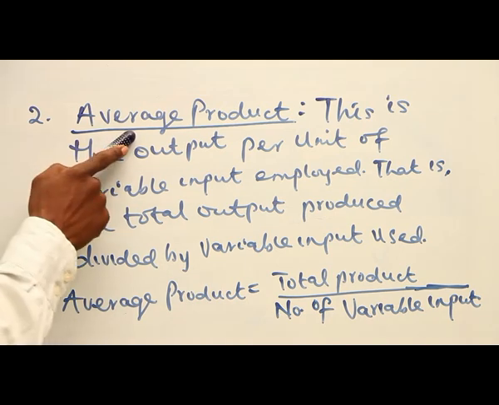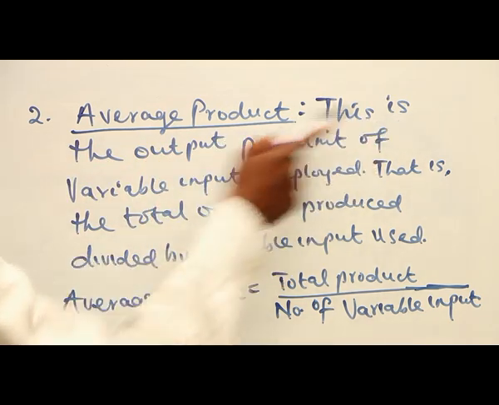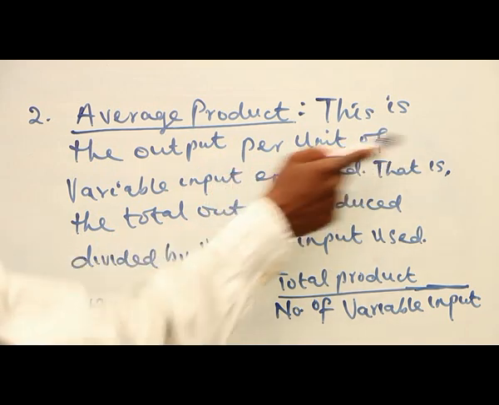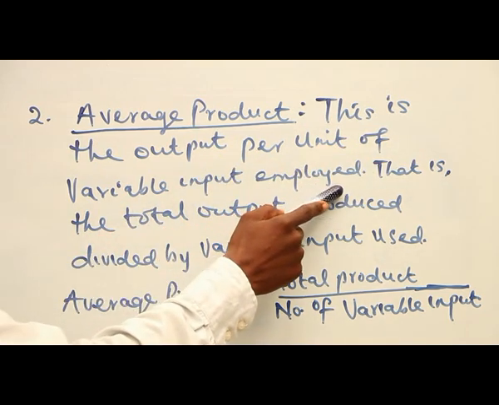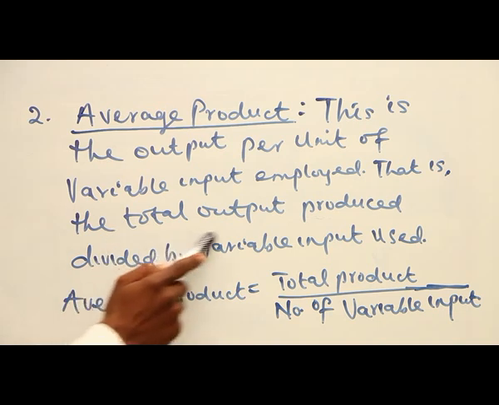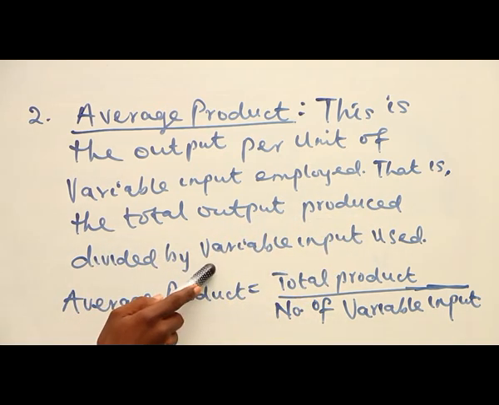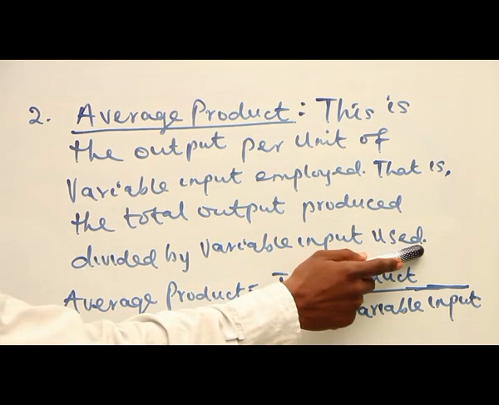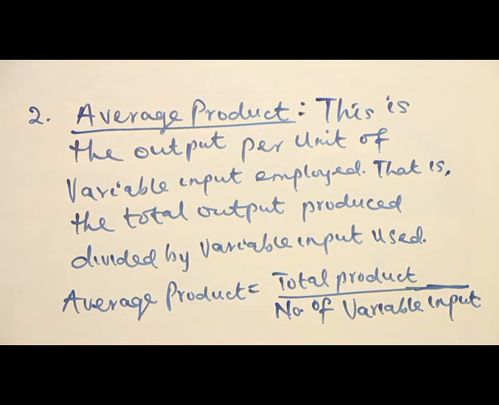Number 2, average product. This is the output per unit of variable input employed. That is, the total output produced divided by variable input used. Mathematically, average product equals total product divided by number of variable inputs. And when we're talking about variable input, the variable input can be labor or capital. But when we are talking about fixed input, mostly we have it as land.